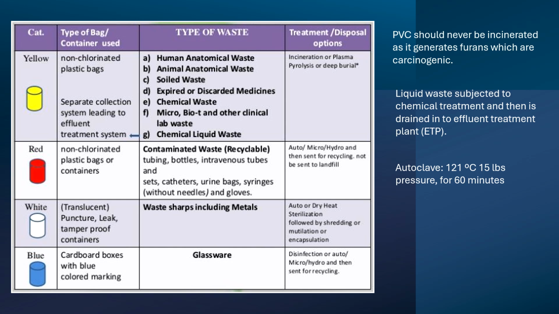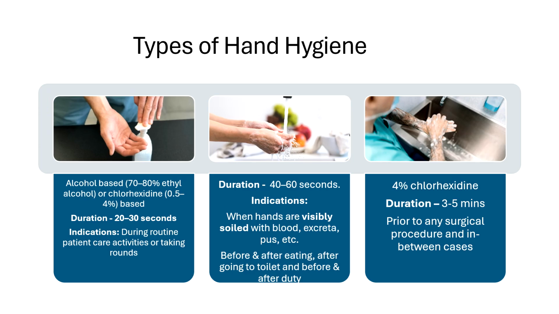When laboratory waste has to be pre-treated with the help of an autoclave, the temperature is the same, 121 degrees Celsius and 15 lbs pressure, but it has to be used for 60 minutes. Now we'll discuss in brief hand hygiene.